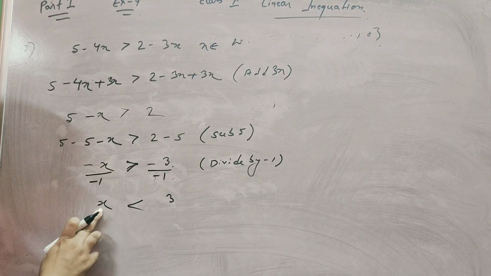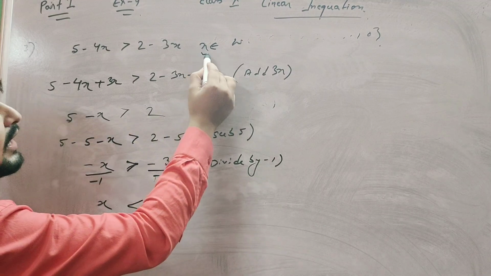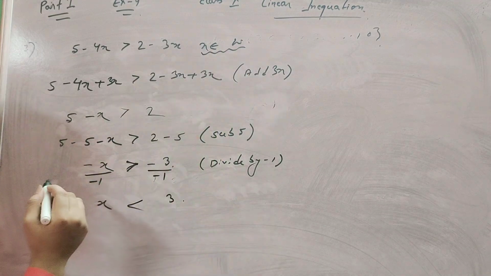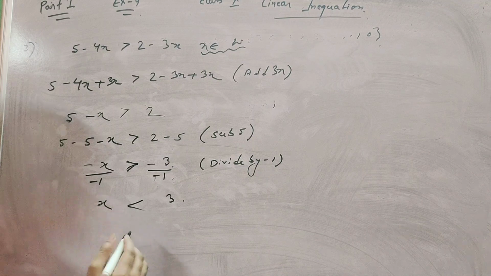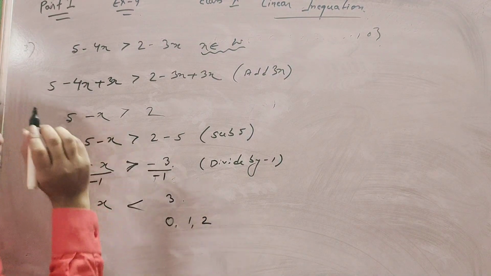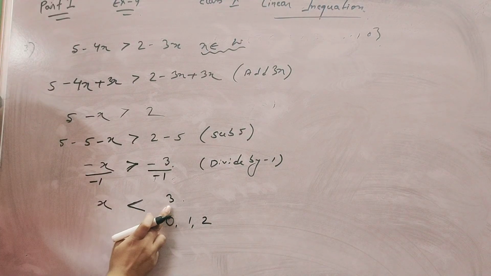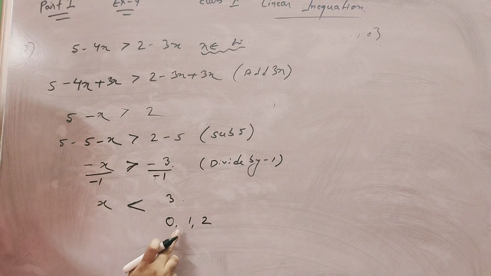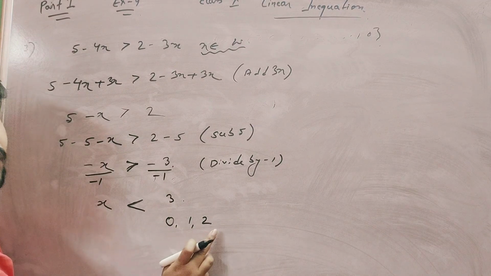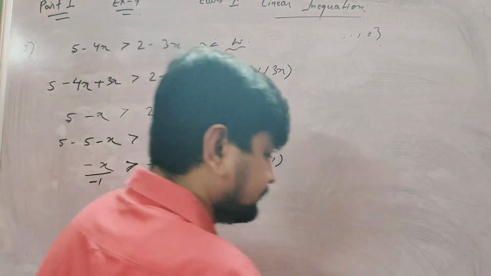We get the value of x is less than 3, and given is x belongs to what? X indicates whole numbers, and the whole numbers begin from 0, 1, 2. Why 2? Because x is less than 3, not equal to 3. So our answer is 0, 1, 2. Clear? Note.